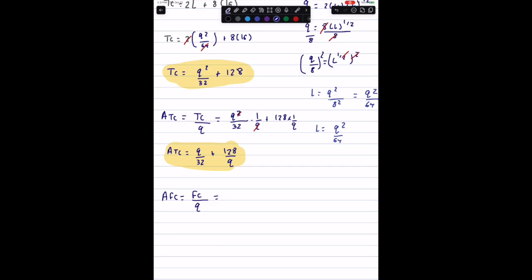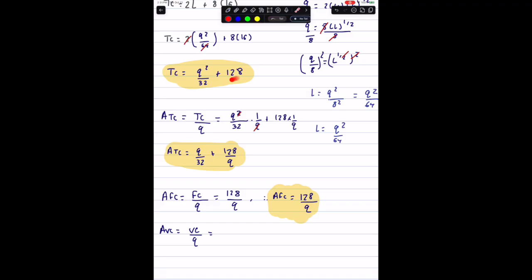So we know that's the fixed cost. It's not impacted by Q. So we can write this as 128 over Q. And therefore, our average fixed cost is equal to 128 over Q. Perfect. Now we're going to do average variable cost. It's very similar. Average variable cost is equal to the variable cost over Q.